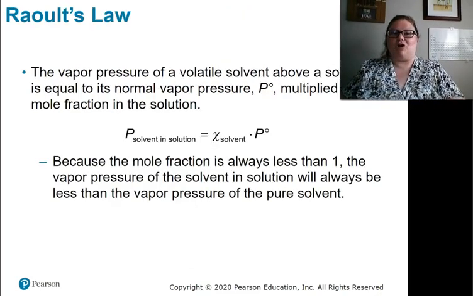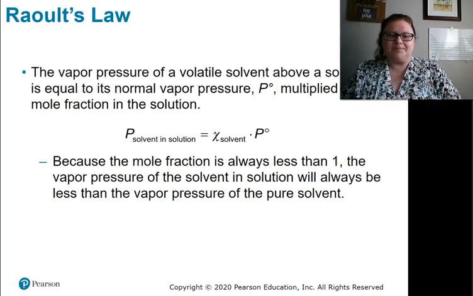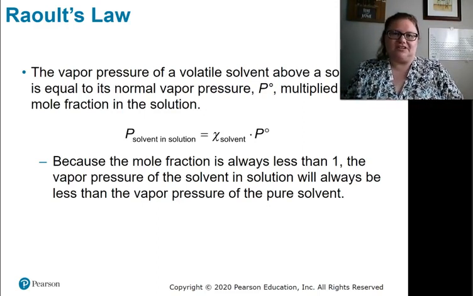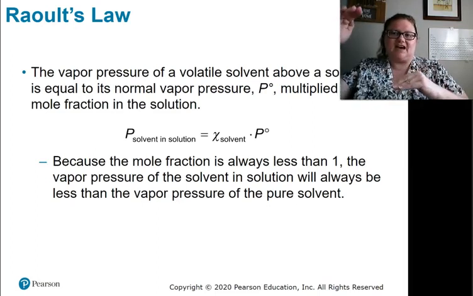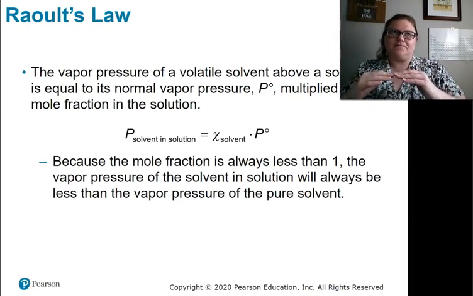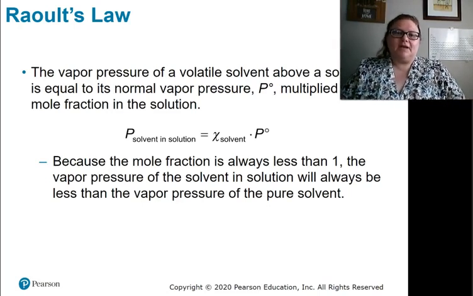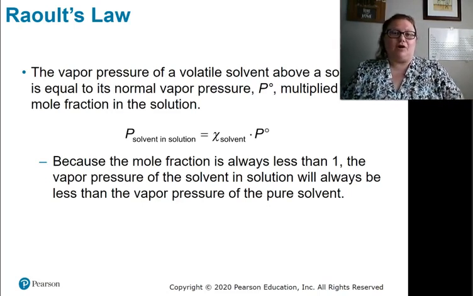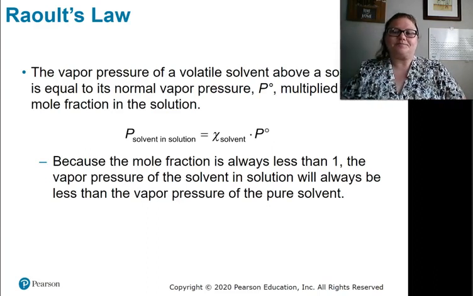So then we have Raoult's law. The vapor pressure of a volatile solvent. Volatile just means that under normal standard conditions, it has this relationship where it's going from liquid to gas without any added energy to it. So it's doing it almost spontaneously, we could think of, okay? So that's volatile. So we have a vapor pressure of a volatile solvent. It wants to, on its own, go from liquid to gas and vapor.